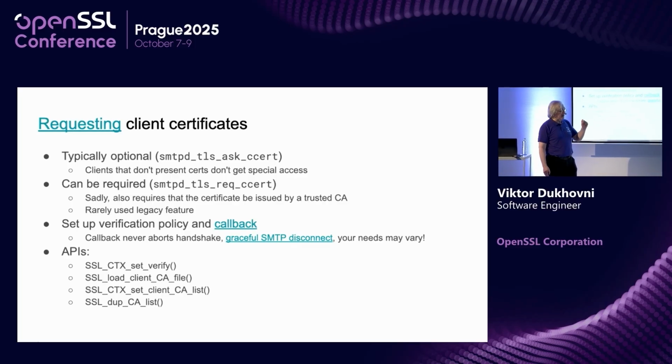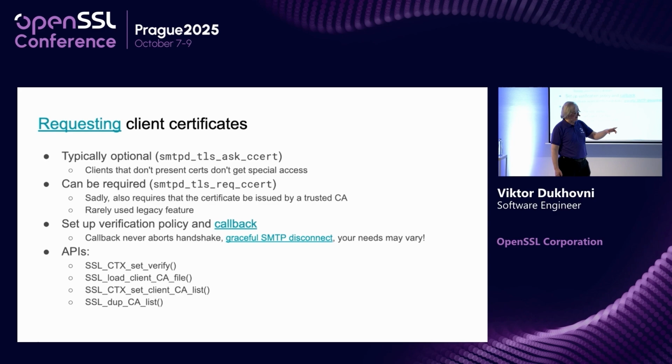There's a capability to either ask for, but allow clients to not have client certificates, or Wietse had this feature to require client certificates. Unfortunately, that feature is made less useful than it could be, but for backwards compatibility reasons, we can't easily change it. It requires client certificates that are CA issued from a trusted CA. And that's not typically what you want. So this require cert feature is rarely used, but you can find code for that. And there are, of course, callbacks for processing the client certificate that the server receives.